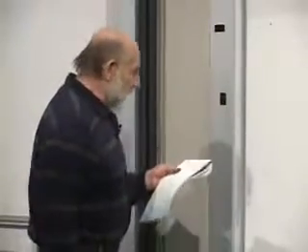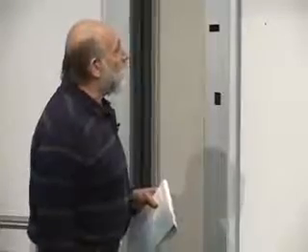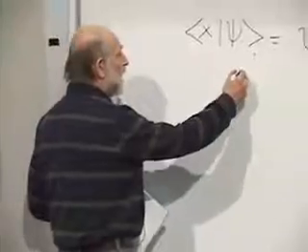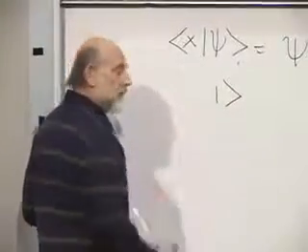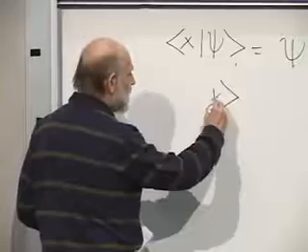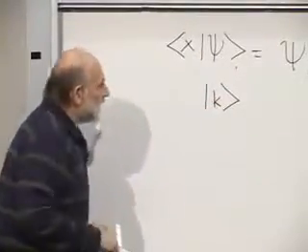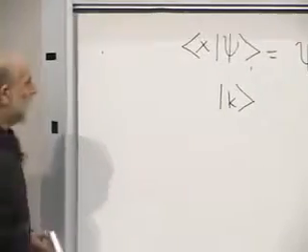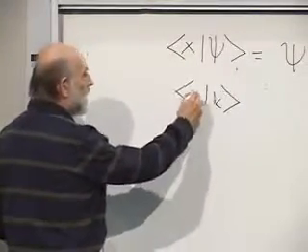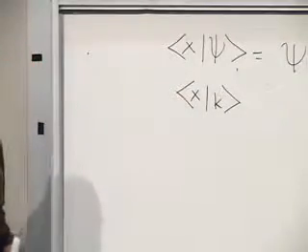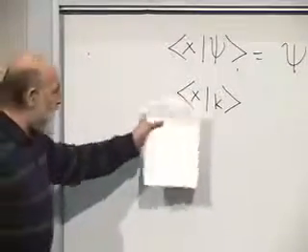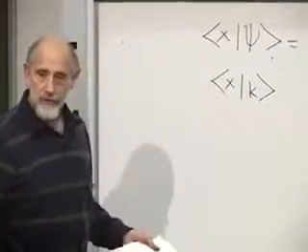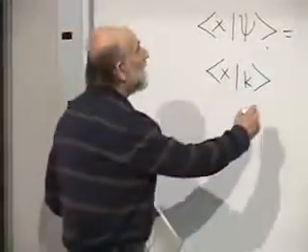Now, let's apply this in particular to a wave function of definite momentum. Let's call it p. If I call it p, I'm going to have to put an h bar in. Let's call it k. This is a definite state vector describing a particle with momentum k, and I'm interested in its inner product with a particle of position x. It's the wave function of the particle with momentum k. It's the wave function of that state. What is that?